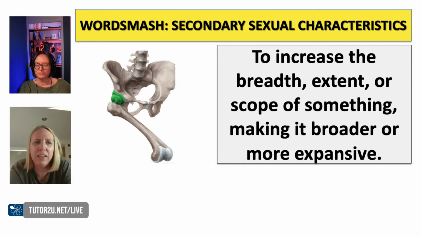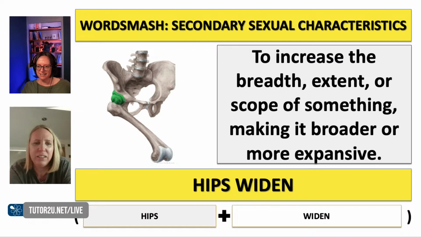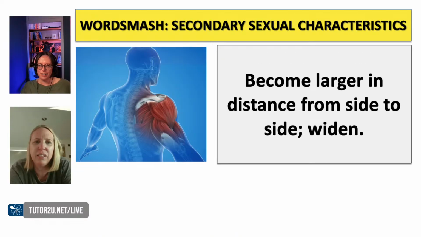Okay, how about this one? The clue is secondary sexual characteristics. And to increase the breadth, extent, or scope of something, making it broader or more expansive. So what do you think that might be? Remember, it's a secondary sexual characteristic. Well done, Eva, Jackson, Grace. Well done. And Toby, everyone. Hips widen. Yeah, hips widen. So that's a female secondary sexual characteristic. What about this one?